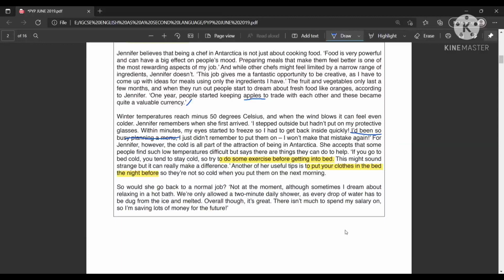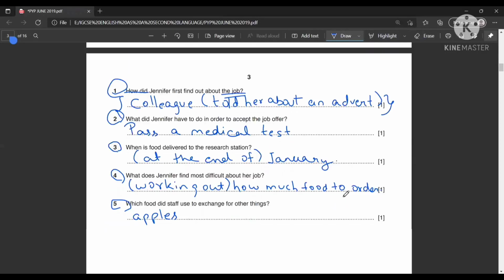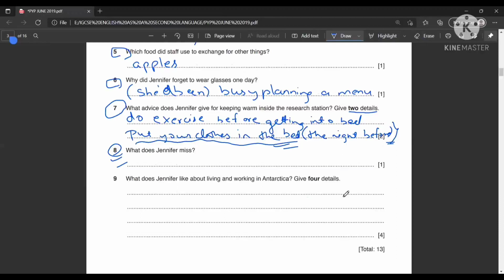It's not written what she misses, but it's written, I dream about relaxing in the hot bath. So the answers are not written directly, but it's quite similar, that what one is dreaming about is what one is missing. Okay, so what are we going to write, what does she miss? She misses relaxing in a hot bath. Okay, so this is going to be our answer. Relaxing in a hot bath.